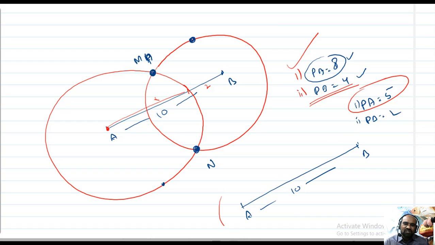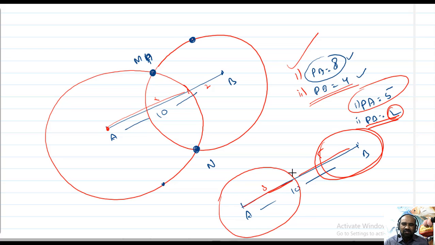With A as center and 5 centimeters radius, we can draw a circle. Every point on the circle satisfies the first condition. Second, from here to here how much? 5. And from here to here? 5. Total 10. Now take B as center with 2 centimeters radius and draw a circle. So what are the common points satisfying these two conditions? No point, because these two circles are not intersecting. So in this case I can say that there is no locus.